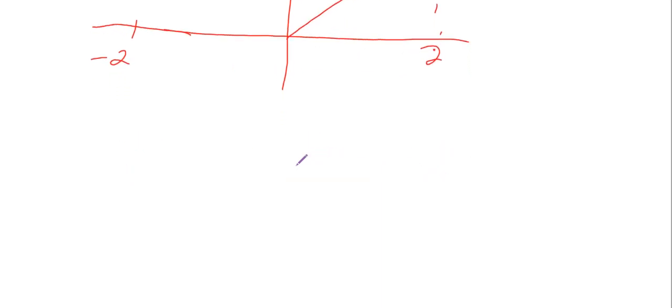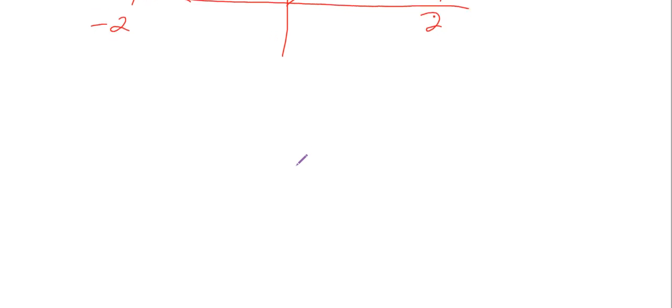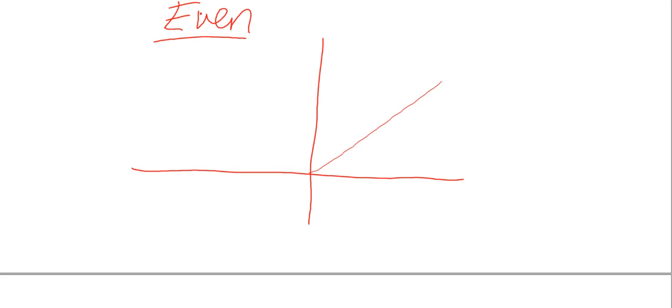There are two ways to do this. We can take an assumption that our function is odd, or we can take an assumption that the function is even. If we assume that the function is even, then we will complete the other part in such a way that the function will be symmetrical about the y-axis.